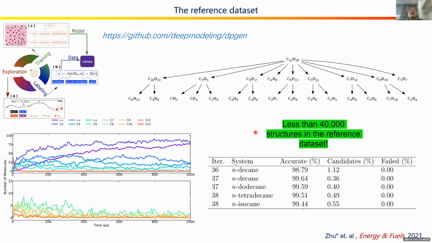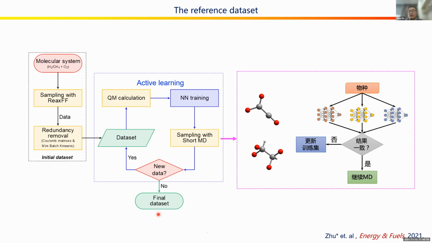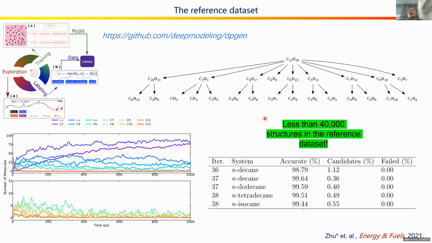But when we prepared the reference dataset for the combustion of methane, there were nearly, I think, 0.6 million structures in the dataset. But when we use the concurrent learning method, we can collect only maybe 40,000 structures in the reference dataset, which greatly reduces the computational cost.